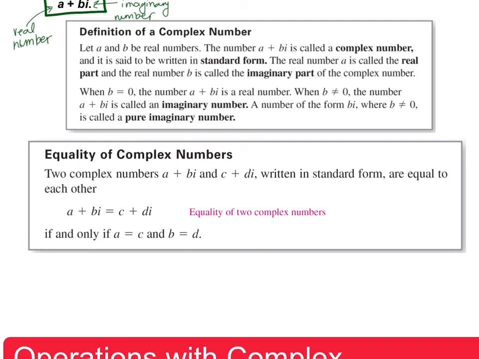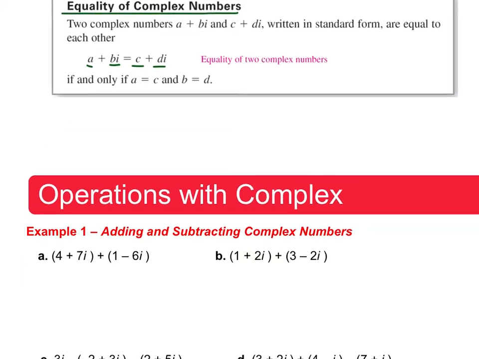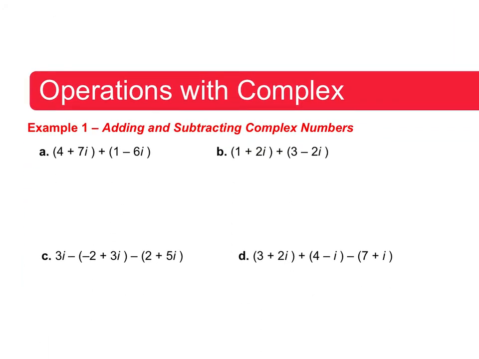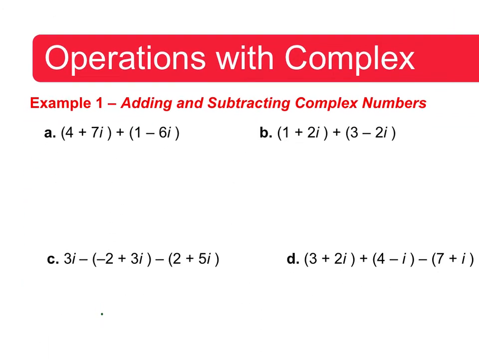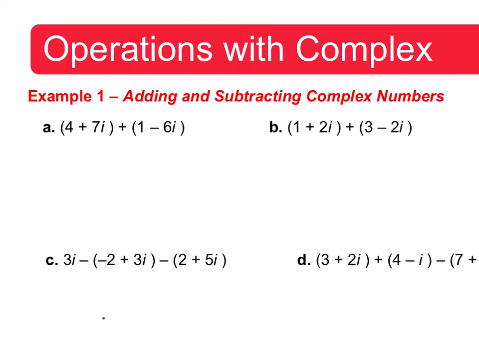And you can read through the equality of complex numbers. It makes sense. Basically, it says two complex numbers are only equal if this a and c value are the same and this b and d value are the same. So pretty simple there. All right, so now let's do example 1 from the book, operations with the complex numbers.